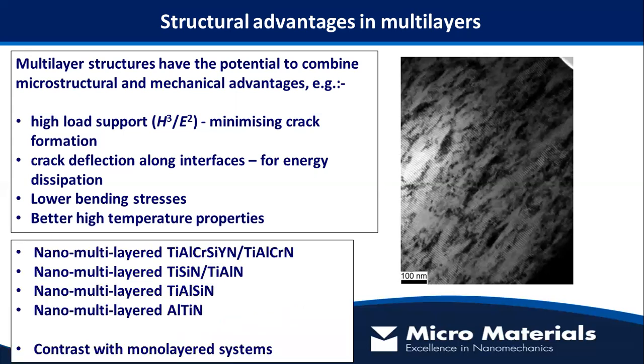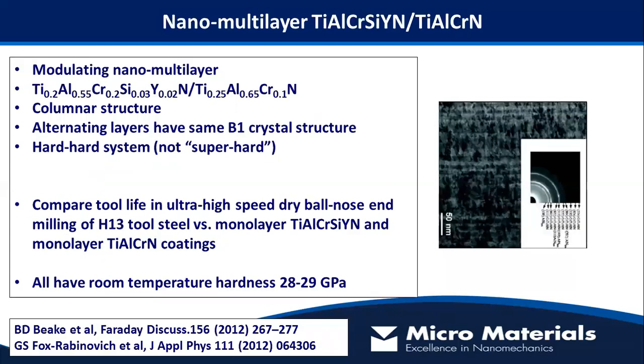So we've looked at a range of different nano multi-layered coating systems and contrasted those with monolayered systems. We looked on cemented carbide substrates and also hardened tool steels. This first example is on cemented carbide: a nano multi-layered titanium, aluminium, chromium, silicon, yttrium nitride nanolaminate, with a titanium, aluminium, chromium nitride system. This retains some columnar structure, and it's a hard system. Its hardness is not so different from the monolayer coating systems it's being compared against.